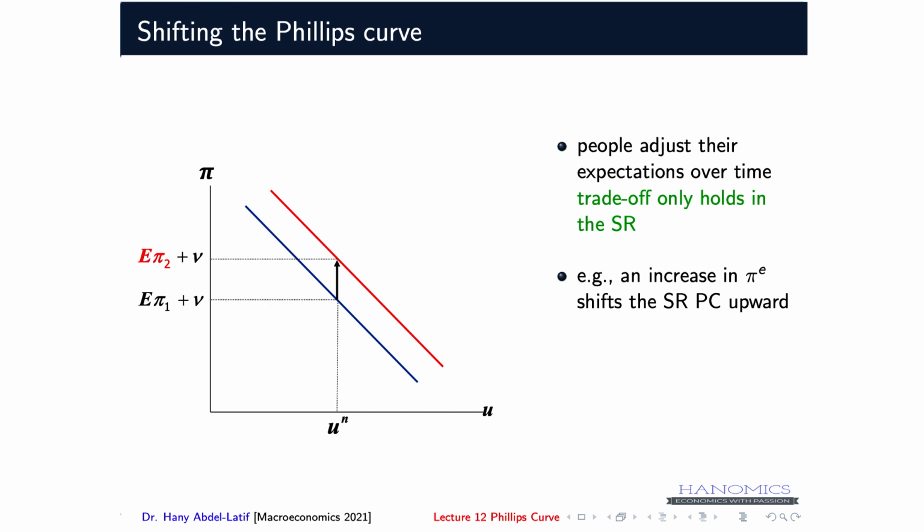Because we were at expected inflation rate 1, and then at a higher expected inflation rate, that means the short-run Phillips curve will shift to the right.